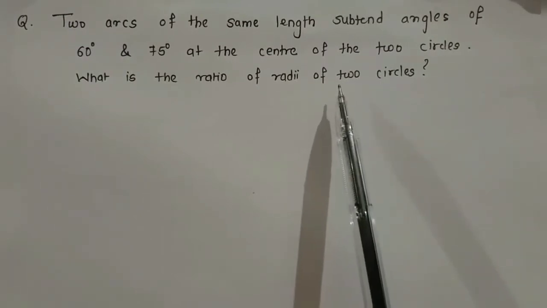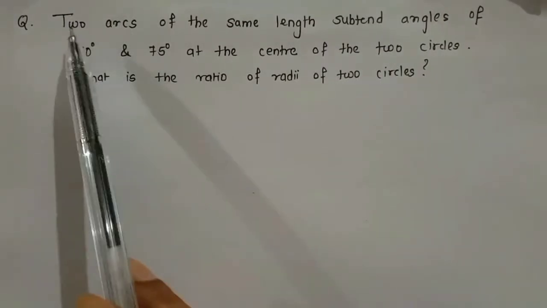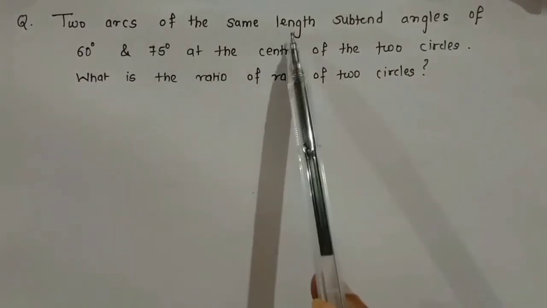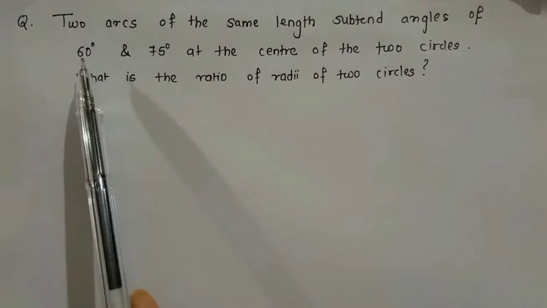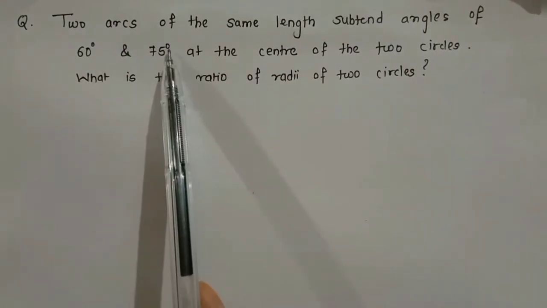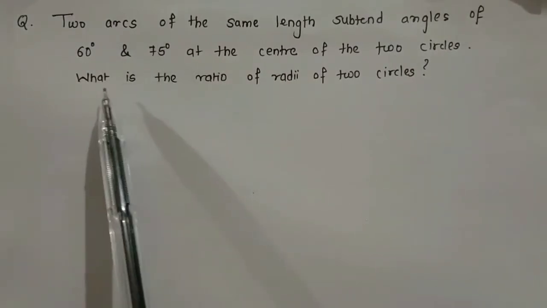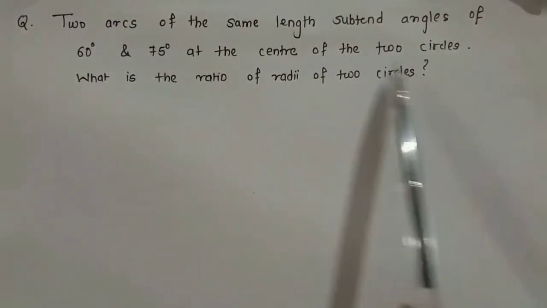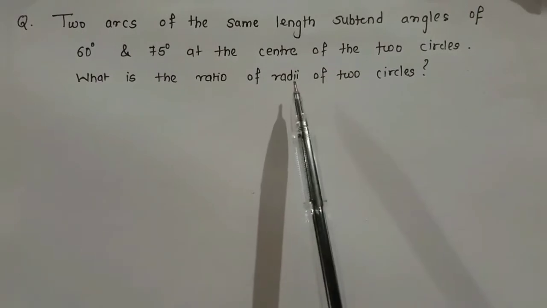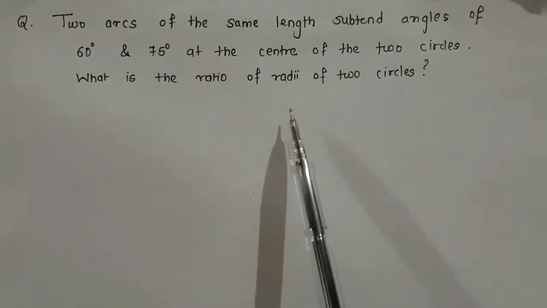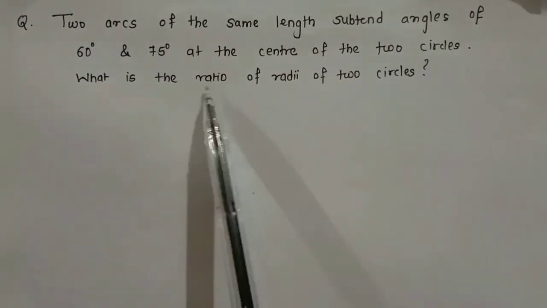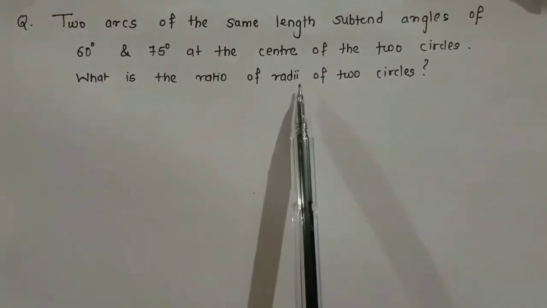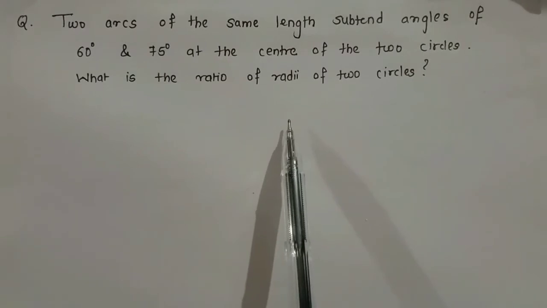Now let's understand the meaning of this question. Here the question wants to say that there are two arcs, and those two arcs are of the same length, which subtend an angle of 60 degree and 75 degree. What is the ratio of the radii of the two circles? So what we have to find out is the radius of the first circle upon the radius of the second circle. That is nothing but the ratio.